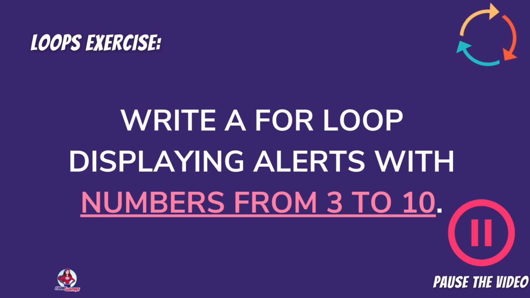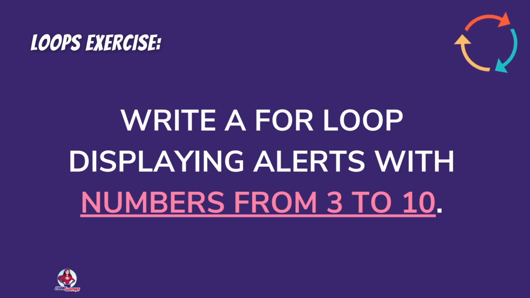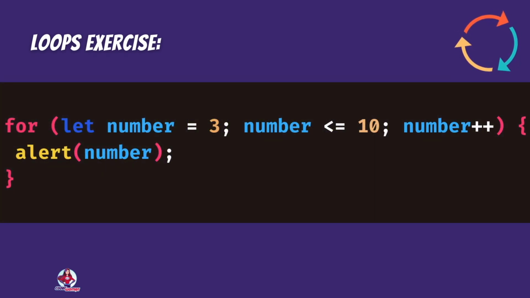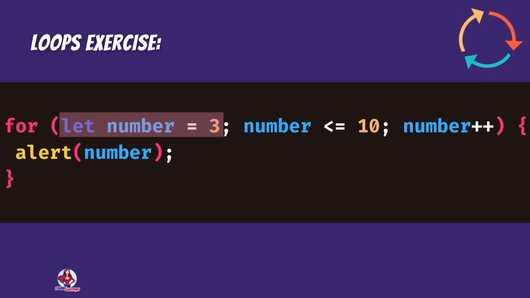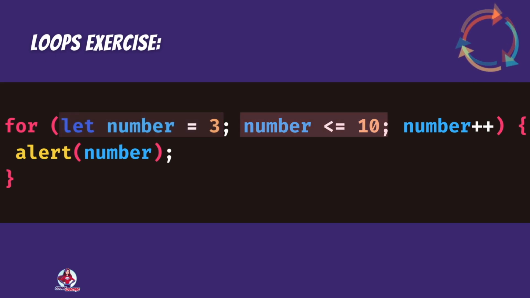How did it go? I'm sure you did great. Here's how you can adjust the existing code. In the place where we create the variable number at 1, change it to 3 because that's where we want to start. Then change the number 5 to 10. And that's all. Everything else remains the same. We increment the number by 1 after each loop and the alert is still correct.